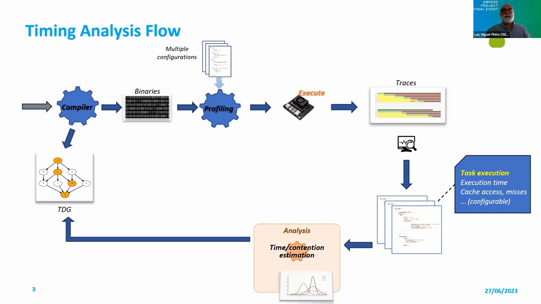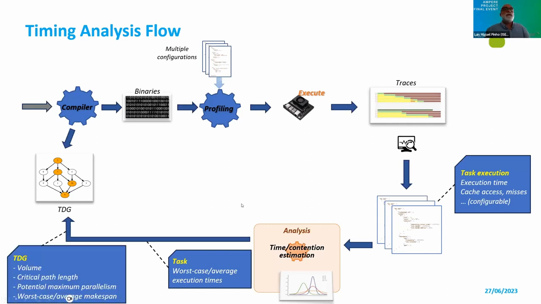which can be very extensive. So worst case execution time analysis based on measurement-based extreme value analysis, in order to extract for each one of the individual tasks their worst case, but also average execution time. So we are able to compare both, which is also relevant for our analysis. And this is for individual OpenMP tasks, but also for the full task dependency graph execution. We are able to extract both the volume and the length of the critical path, the makespan, worst case and average, and also the potential parallelism that we are able to extract from these executions.